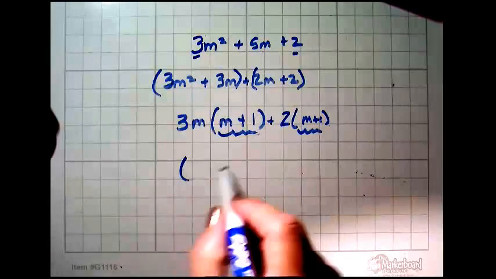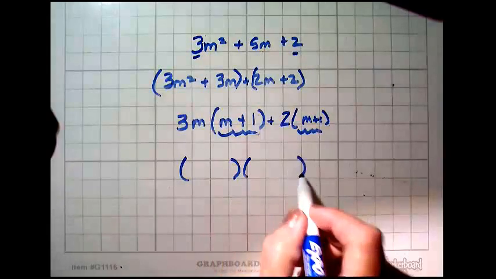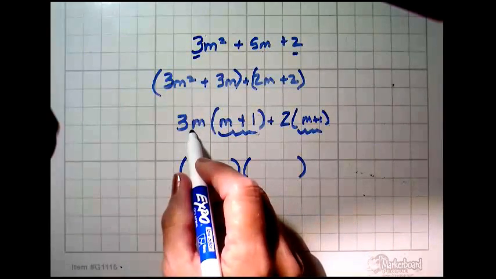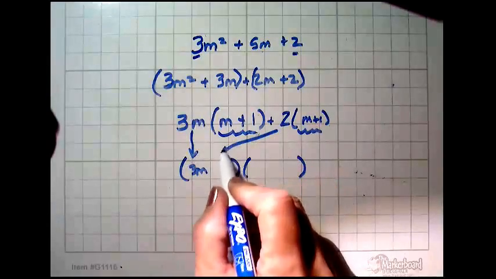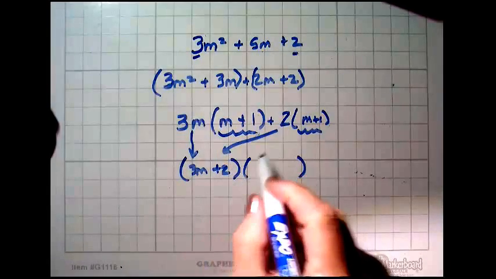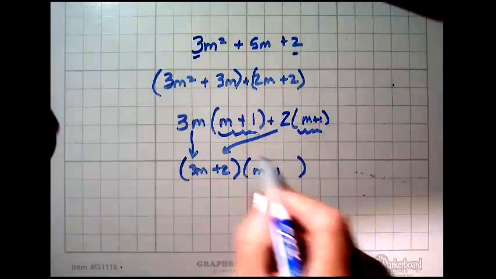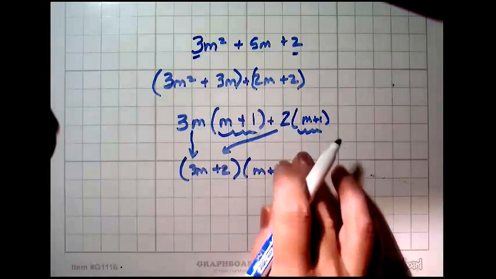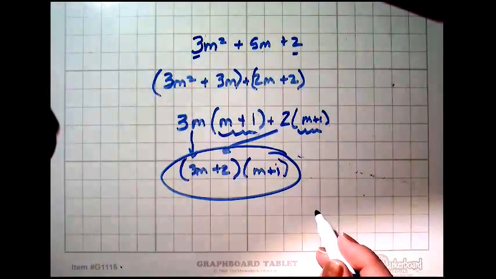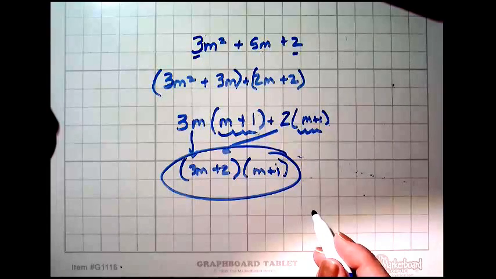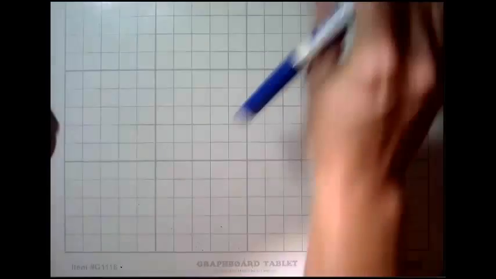So here's how you solve it. You make two sets of parentheses like you're used to doing. 3m goes here, plus 2, and this is m plus 1. It's whatever you had in common in that parentheses, and now you're done. Now you've factored a quadratic expression where a was not equal to 1. I know that was a lot of information, so let's go ahead and do a couple more. Actually, we're going to do more than a couple more.